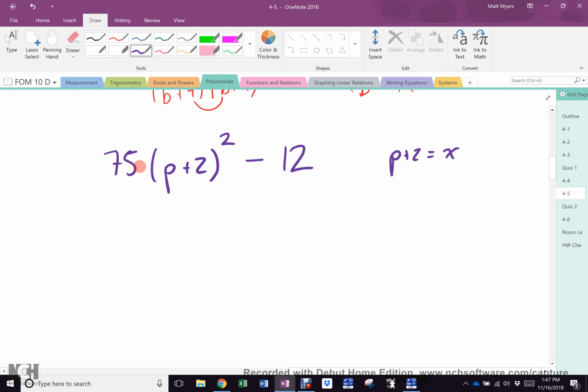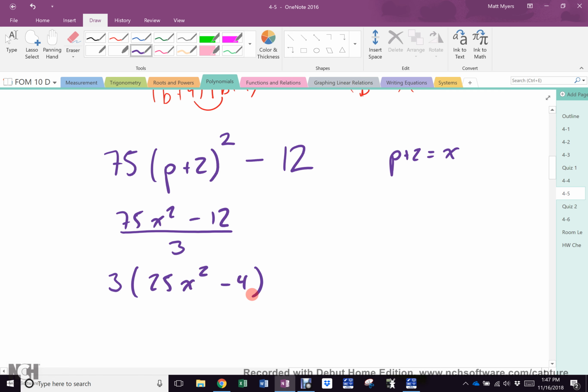So what do I write instead of this? 75x squared minus 4. Now what bothers me? The x squared is a perfect square. Is 75? No. Is 12? No. Can I change the way a polynomial looks? Yes. How? I can divide by something. What could I divide by? 3. 25x squared minus 4.